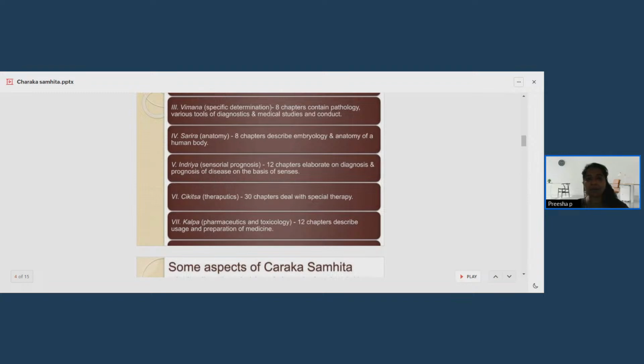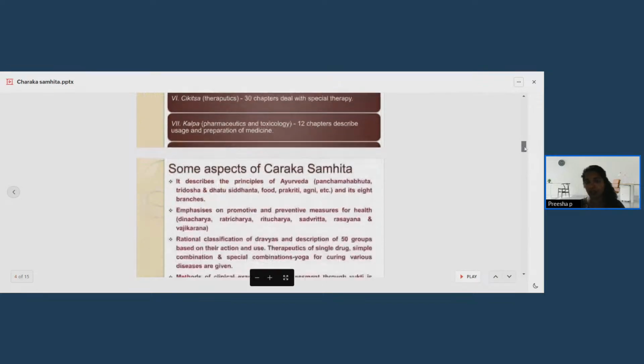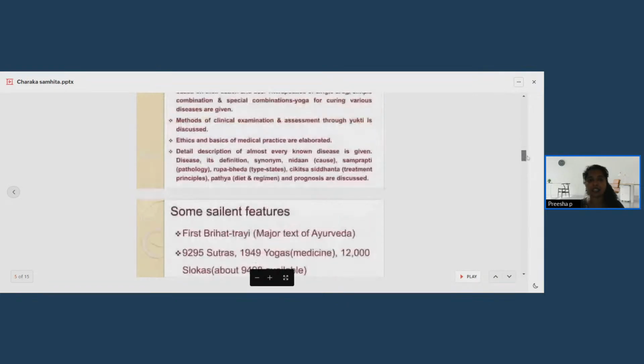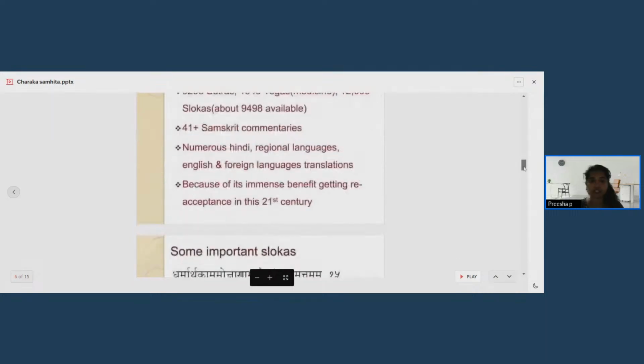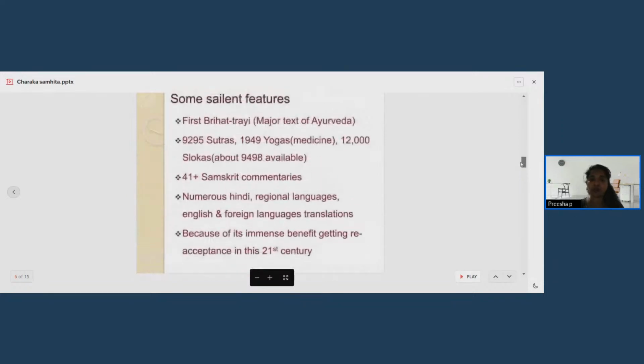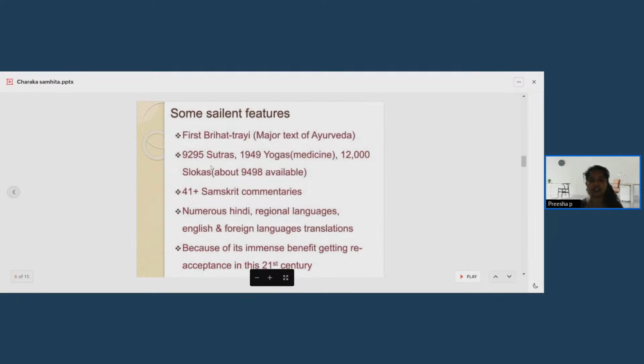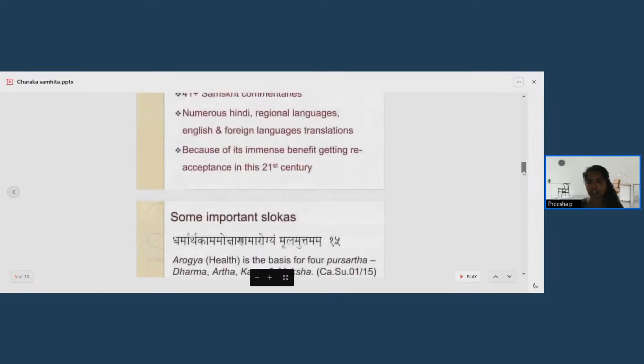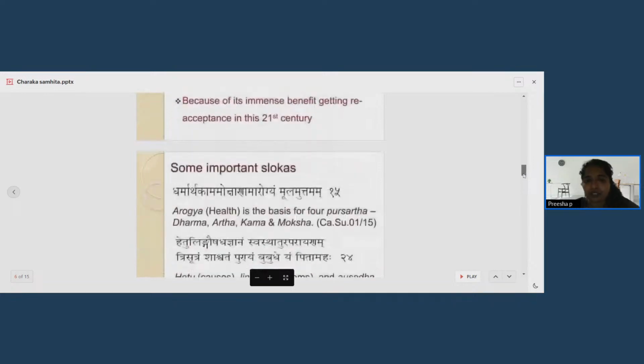So these are the important areas, and we have already discussed the important Samhita parts. Together with that, we have important things like the Brihatrayi, the important shlokas and the commentaries, how many sutras are there and how many yogas are explained. About 12,000 shlokas, 1949 yogas, and the Sanskrit commentaries. These are the important numerologies in Charaka Samhita. And what are the important shlokas which are explained?